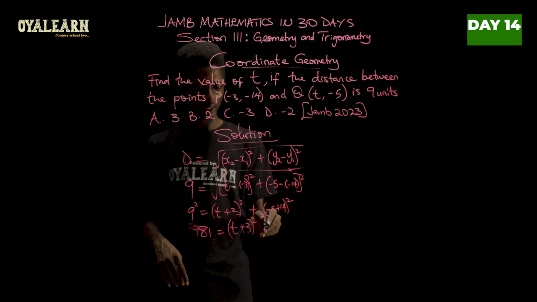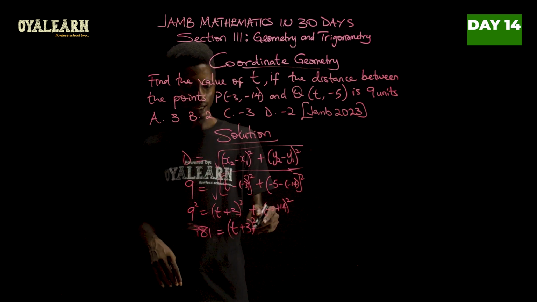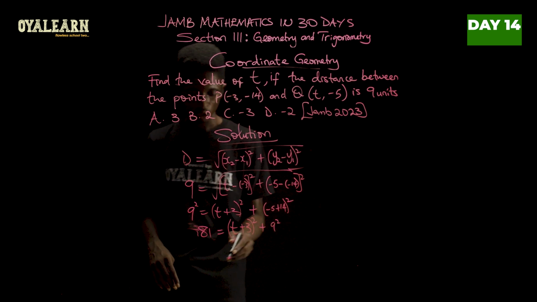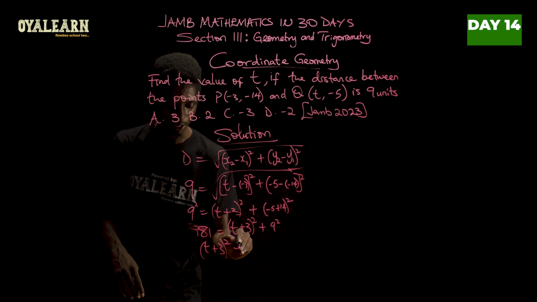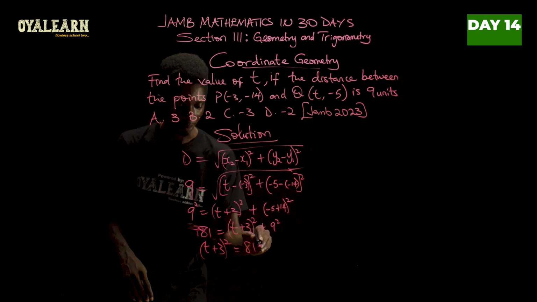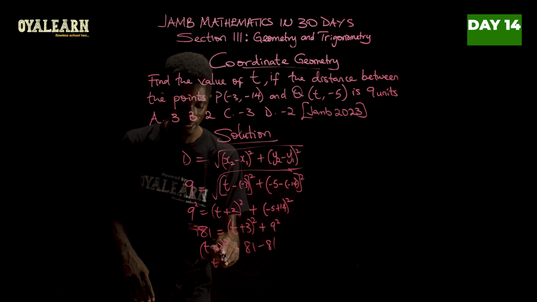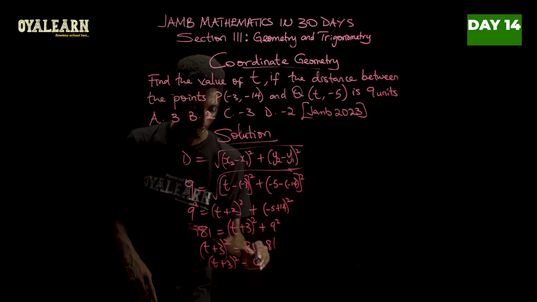And then when we work with this, we're going to have plus 9, and that will mean that it's plus 9 squared, which is also 81. So when we collect like terms, we say that t plus 3 all squared becomes 81 minus 81. So that is t plus 3 all squared is 0.